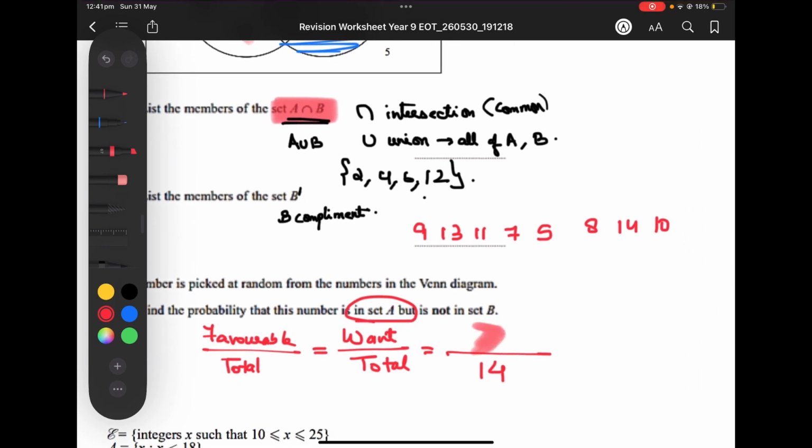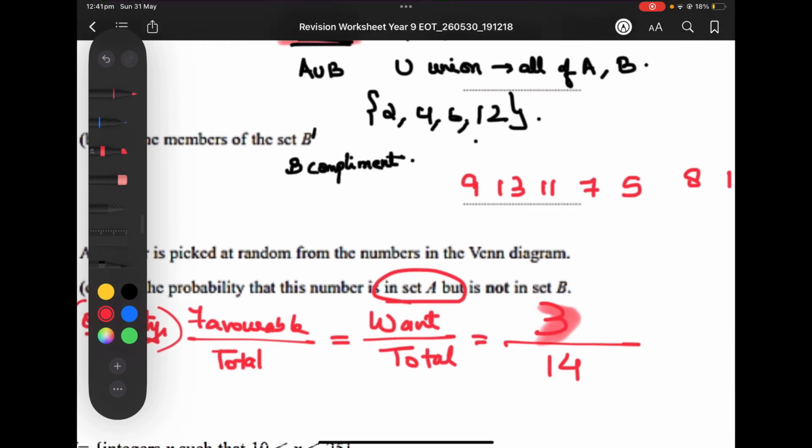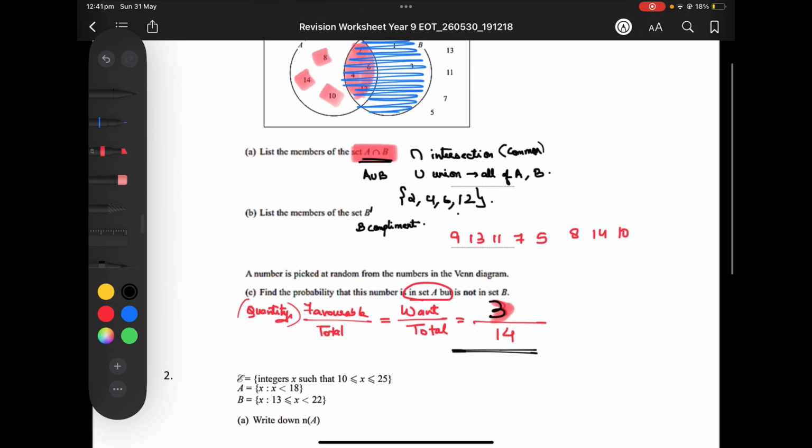So it is 3 numbers. You're not going to write the numbers, but you will write the quantity over here. This usually deals with the quantity only. So the total quantity is 14 numbers. The numbers that we want are 3 numbers in here. So 3 over 14 is the answer for this. That's it, you leave it as 3 over 14 itself.